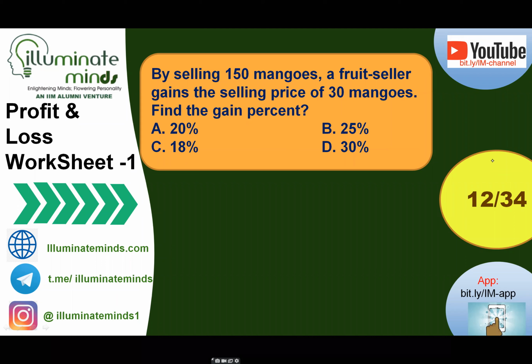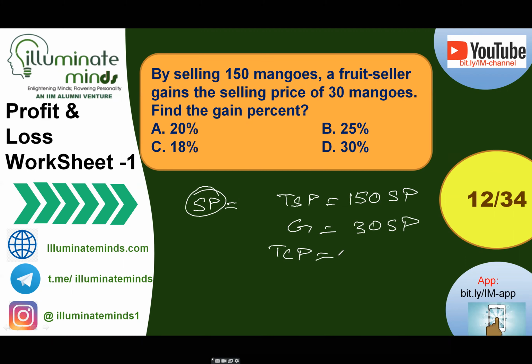Question number 12 says, by selling 150 mangoes, a fruit seller gains equal to the selling price of 50 mangoes. No problem. If SP of one mango is SP, my total SP is equal to 150 SP. My gain is equal to 50 SP. My total cost price is equal to 100 SP.